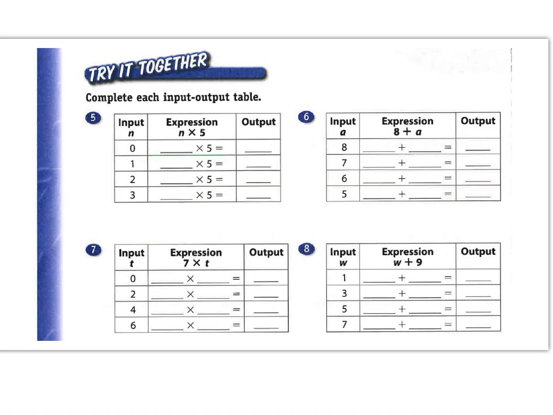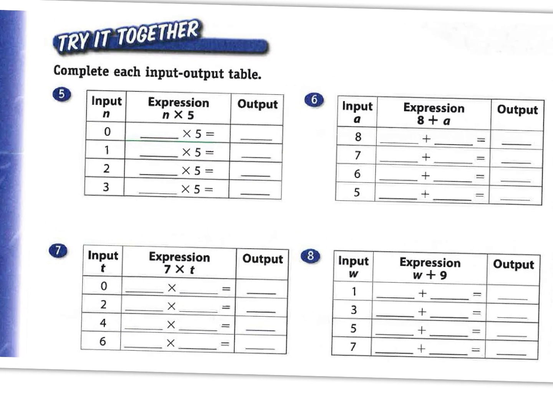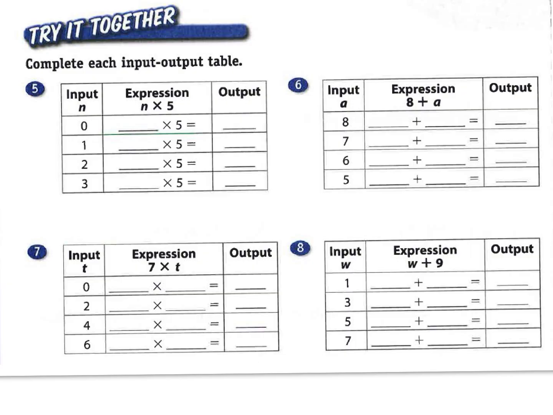All right, here's some more examples. Let's fill these out. I'm going to zoom in and make it a little bigger for us here. Okay, so the input is n, and the expression is n times 5. So we have 0 times 5 is 0. 1 times 5 is 5. 2 times 5 is 10. 3 times 5 is 15.